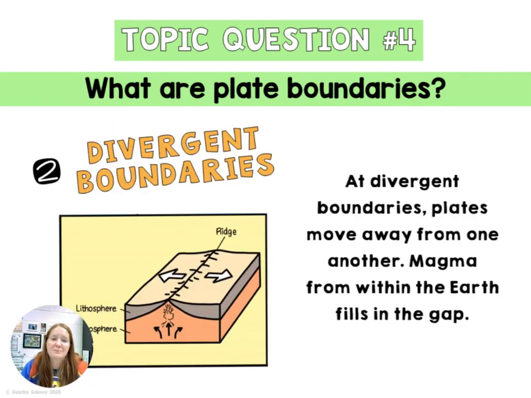So then another type of boundary is a divergent boundary. When you think divergent, I want you to think divide, all right? DIV, DIV, okay? So as they divide, they spread apart. So at a divergent boundary, plates move away from one another. Magma from within the earth fills that gap as they spread further apart.